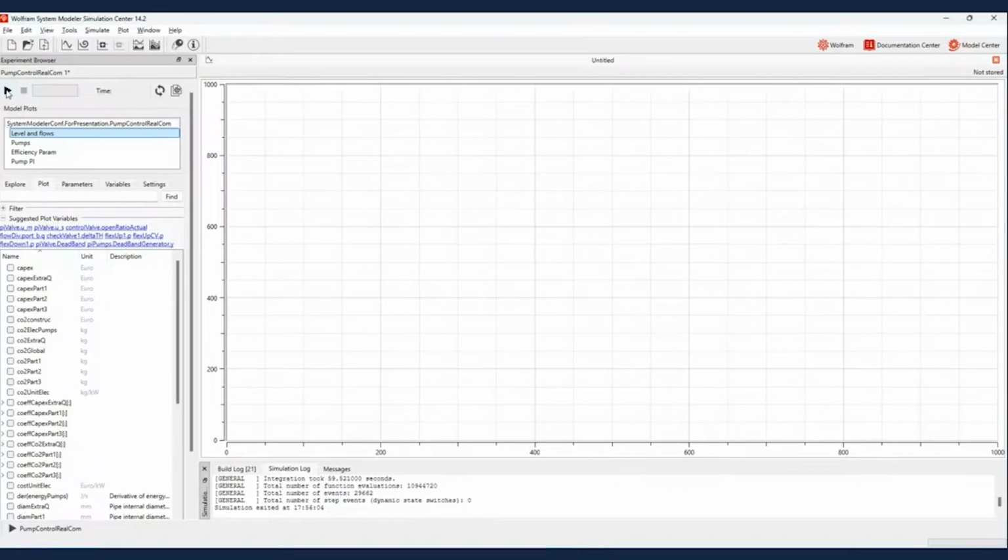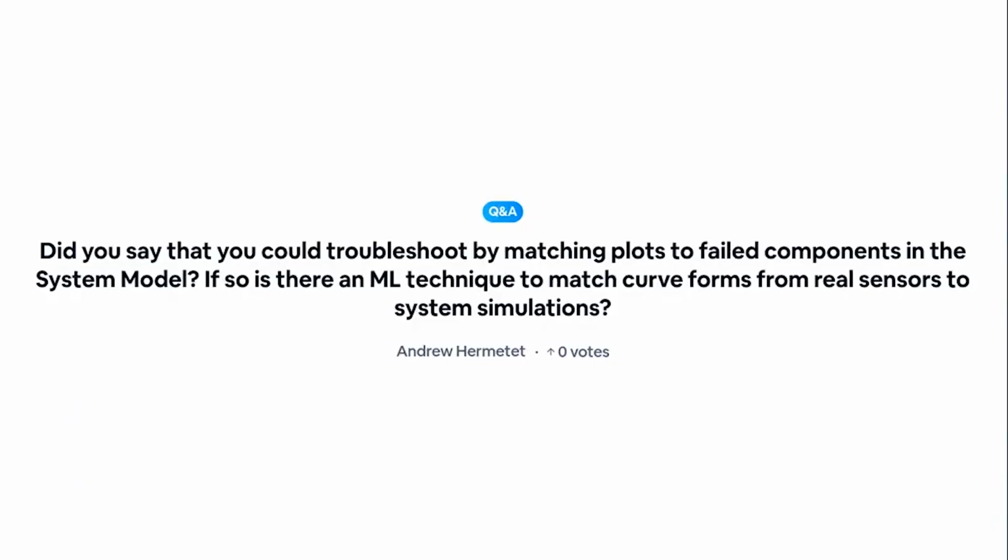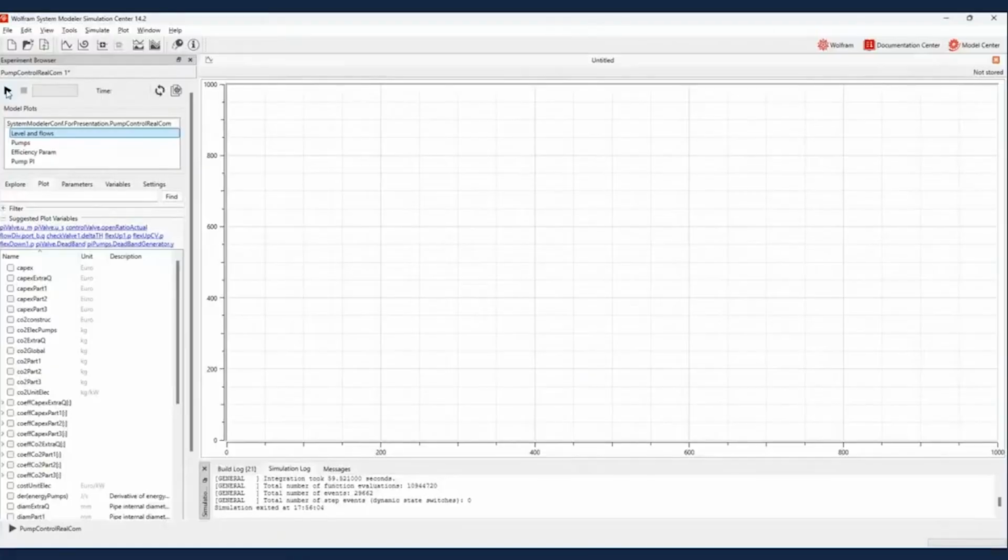Right. So there was a question from Andrew. Did you say that you could troubleshoot by matching plots to failed components in the system model? If so, is there a machine learning technique to match curve forms from real sensors to system simulations? We did not try that at all yet. It would be interesting actually.